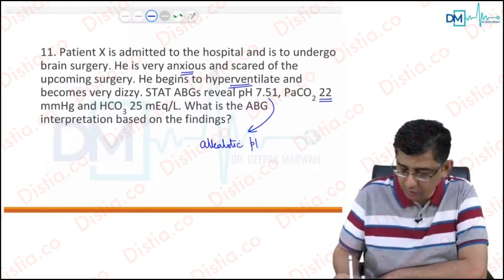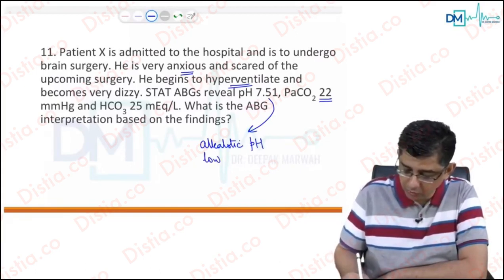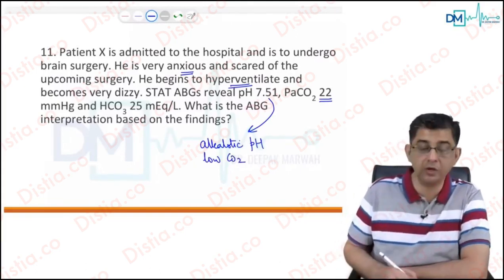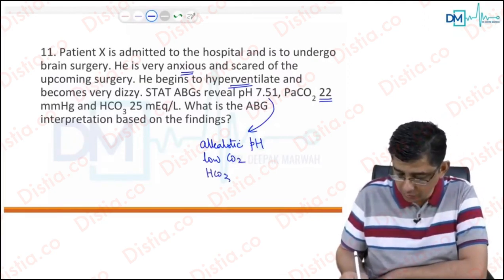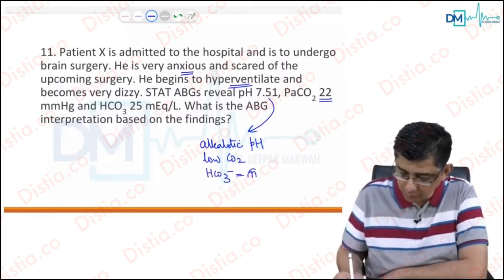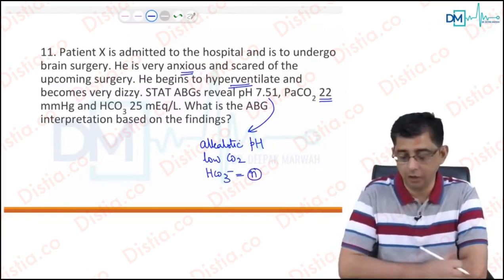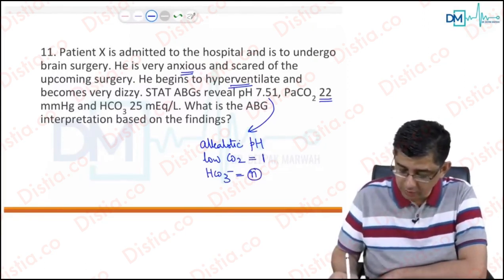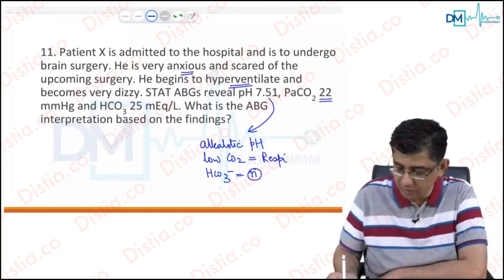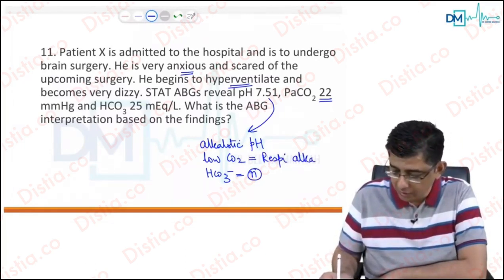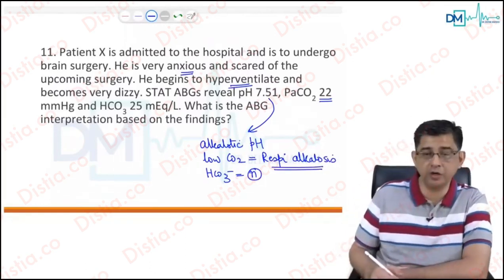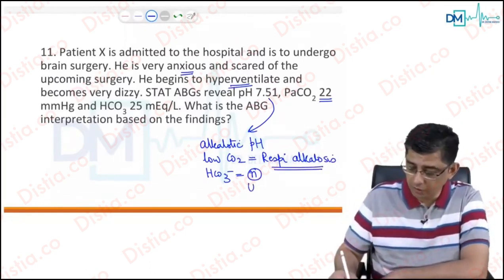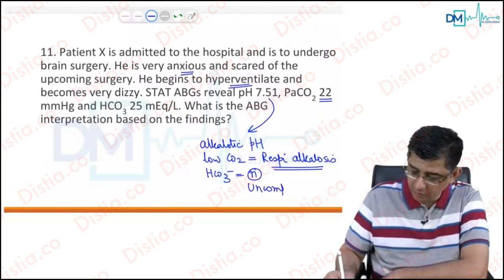There are two reasons for alkalotic pH. Either it should be low CO2 or it should be elevated bicarbonate. In this particular guy, the bicarbonate value is normal, so bicarbonate is not the cause of the problem. The carbon dioxide is less because of hyperventilation. This is the standard presentation of anxiety, as I was saying earlier. So this guy is having a respiratory alkalosis of the uncompensated variety. Why uncompensated? Because the bicarbonate values are normal in this patient.